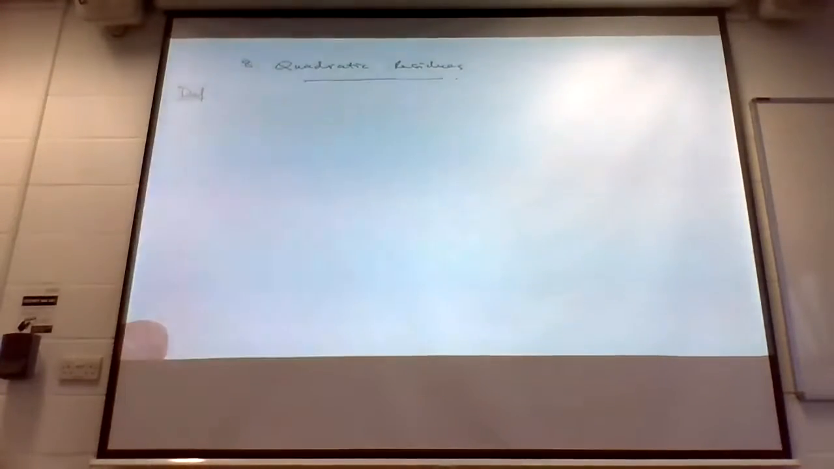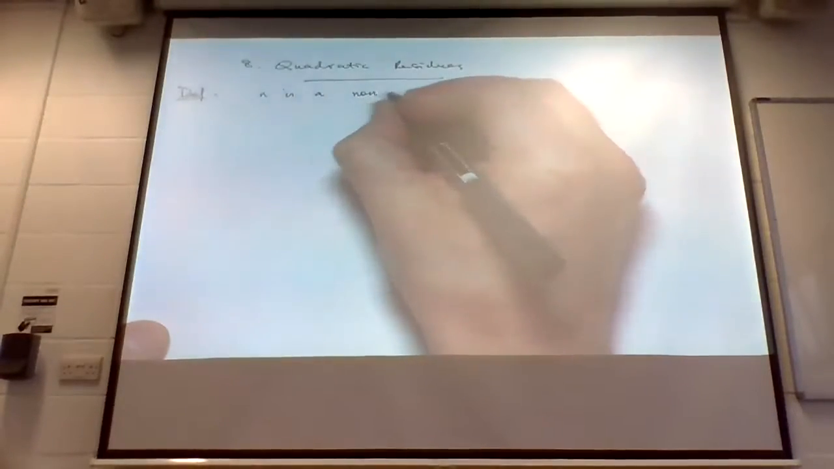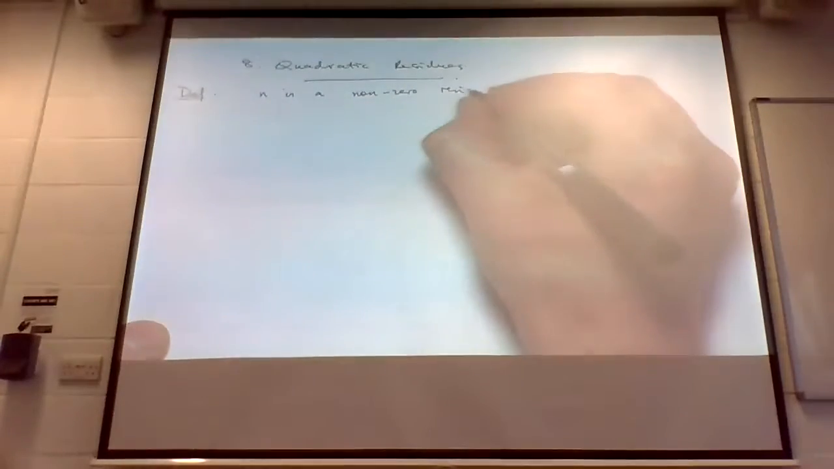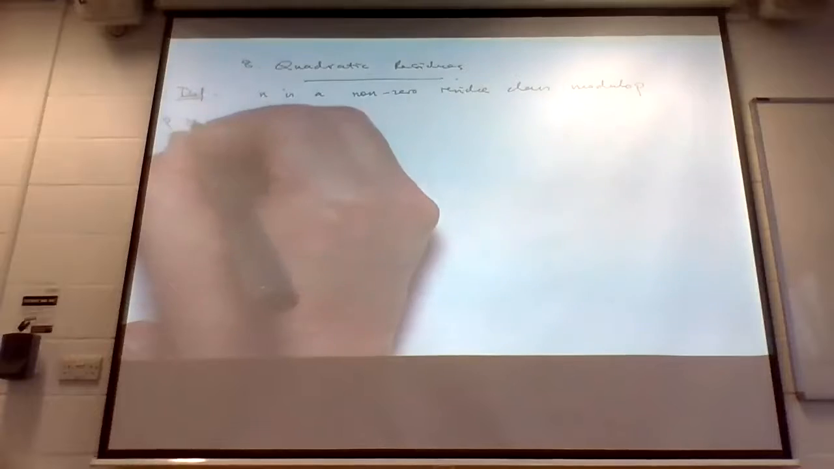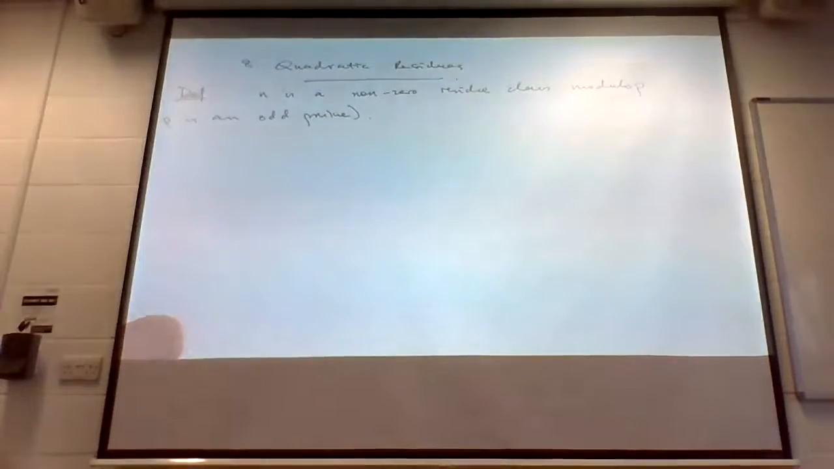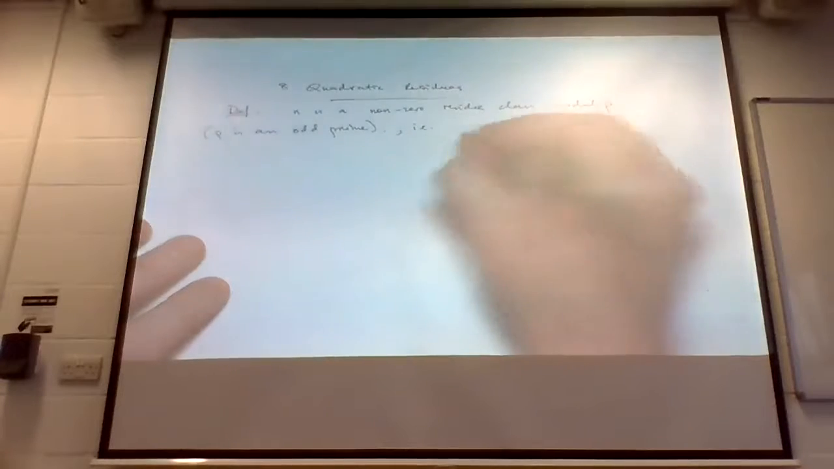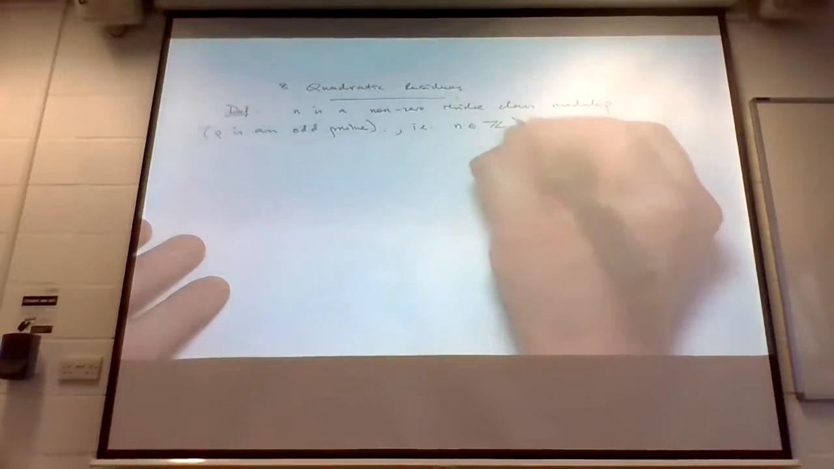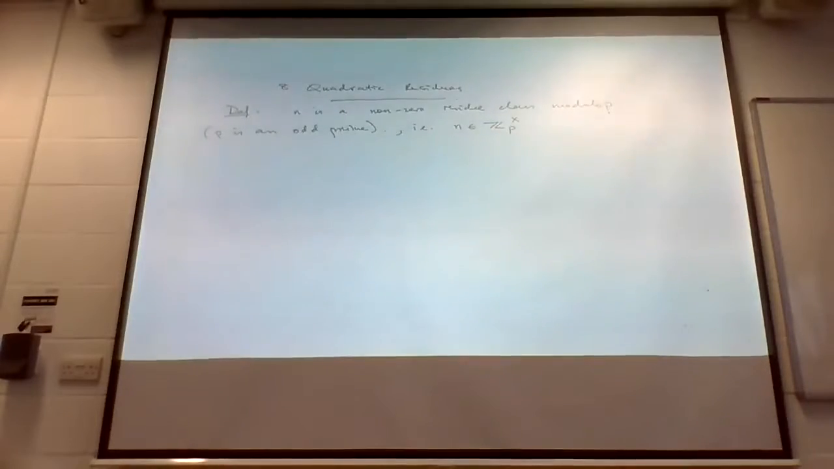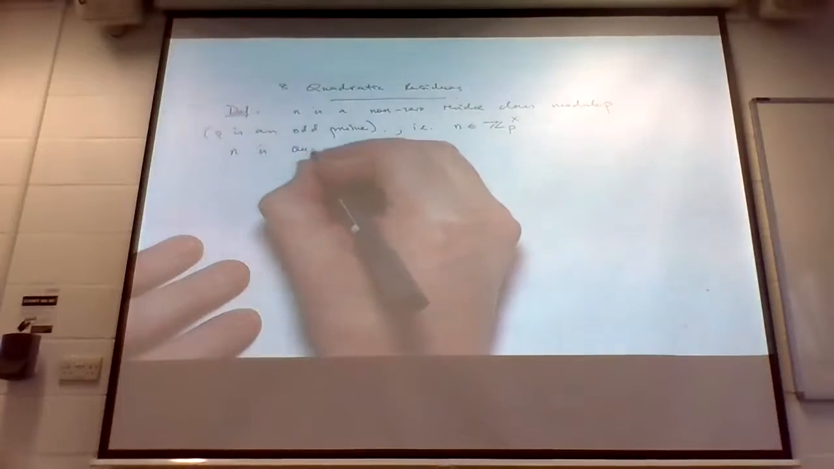The definition: if n is a non-zero residue class mod P, so P is an odd prime, so P is a prime number strictly greater than 2, and n is an odd residue class, in other words, n is an element of the multiplicative group modulo P, then we say n is a quadratic residue.